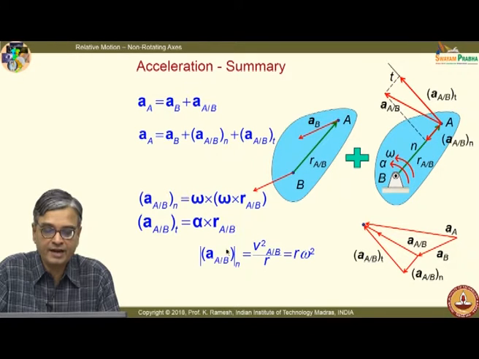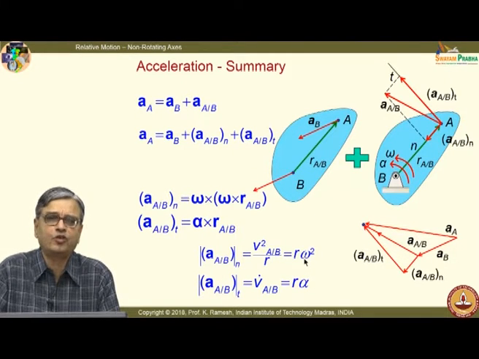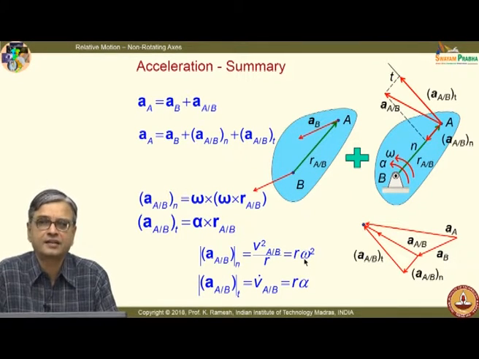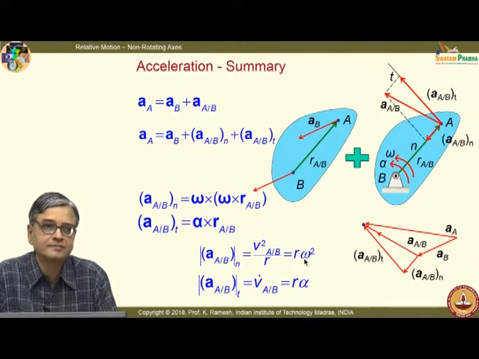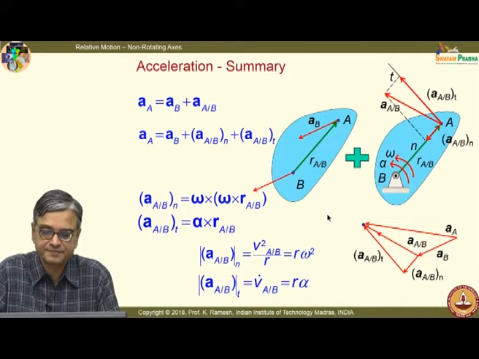And in longhand, I can write the AB normal component as simply r omega squared or v squared AB by r, and the AB tangential component as v dot A with respect to B or r alpha. I have already cautioned you, when you write it in vectorial form, you always write it as alpha cross r. Otherwise, you simply say r alpha, it is convenient. So, you should understand the distinction between the two.